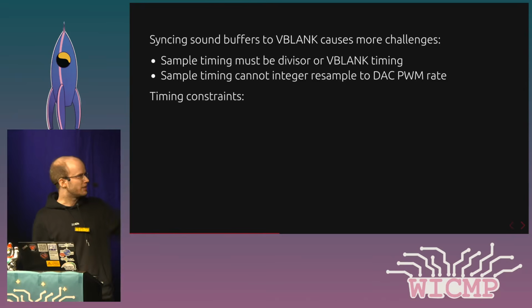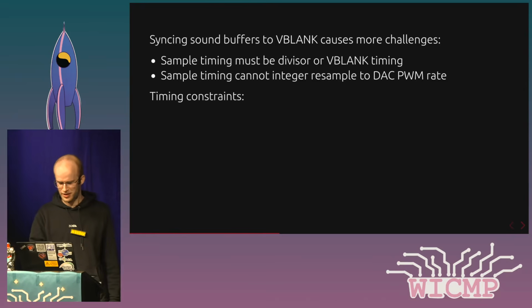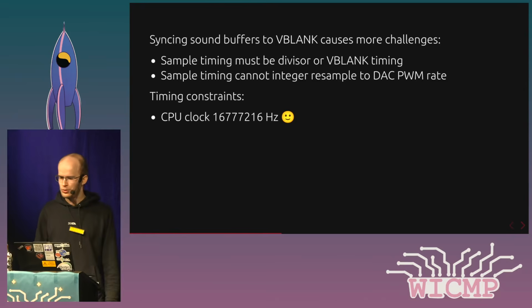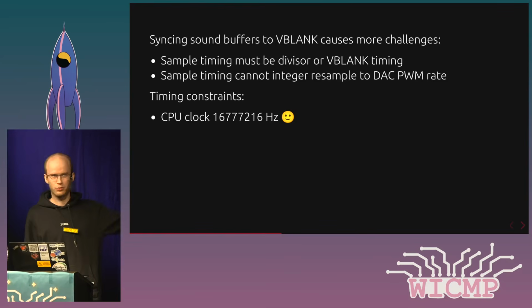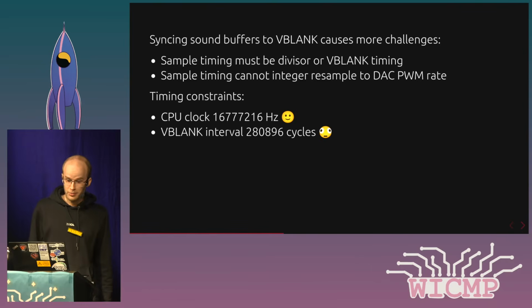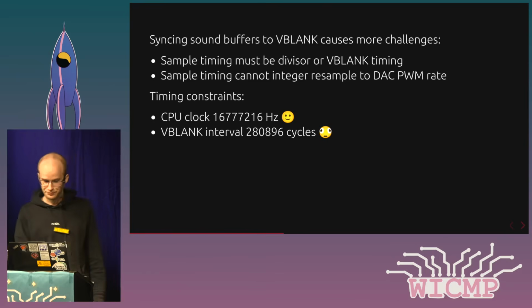Let's summarize these timing constraints. We have a CPU clock of approximately 16 megahertz. That's 2 to the power of 24, just in case you're interested. The V-blank interval is this amount of cycles, and if you divide those numbers, you get around 60, which is the frame rate of the console it's running at.